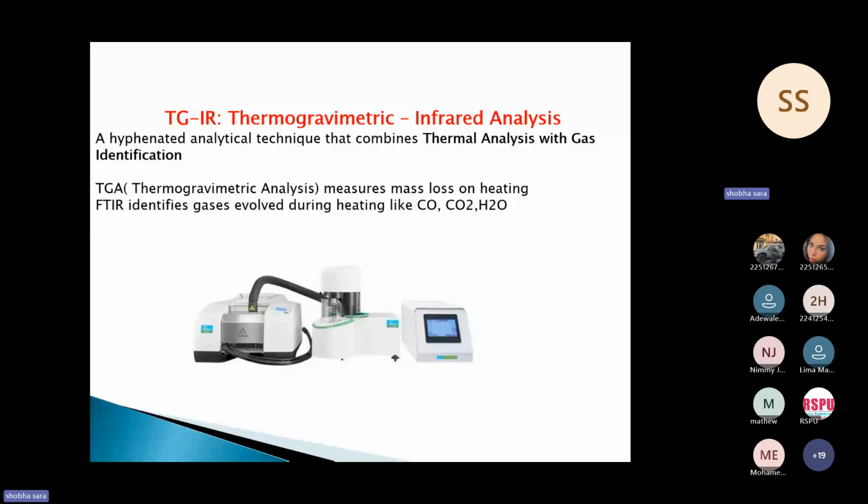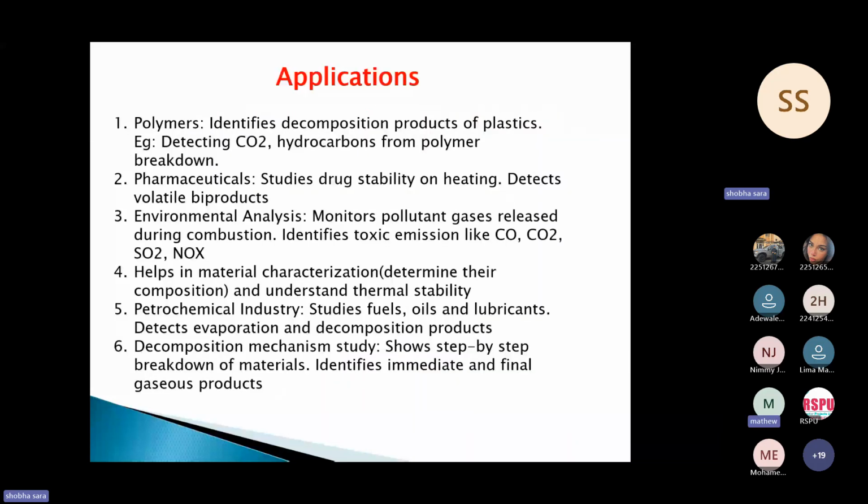What are the applications? In polymers, we can identify the decomposition products of plastics. We can detect carbon dioxide, the hydrocarbons from polymer breakdown. Then in pharmaceutical, we can study the drug stability on heating. We heat a drug and see how stable it is, at what temperature, what all changes happen. It is the thermogravimetric study combined with the study of the evolved substances. Ideally, it is like two in one shot.